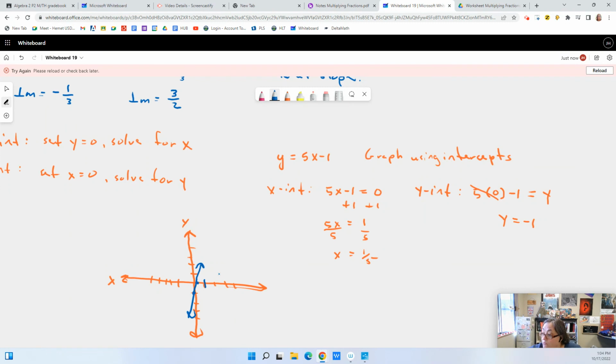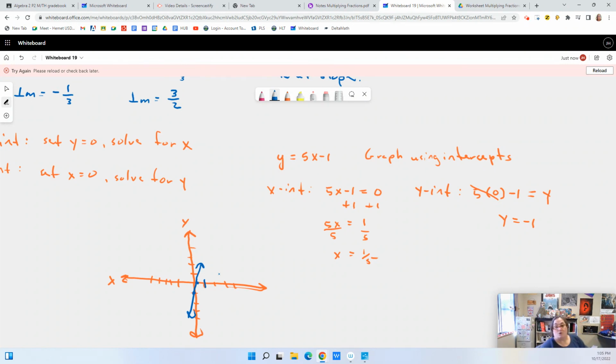Now, on your worksheet, I don't know if I have any of the worksheets here. I don't have any of the worksheets here. I wish I did. I think I left them in my other classroom, which is not particularly handy. Oh, they're right here.